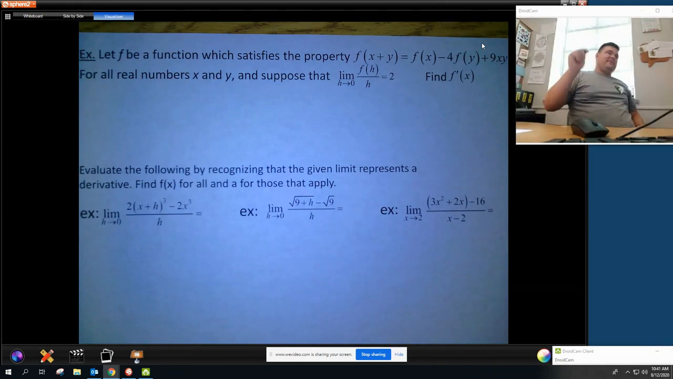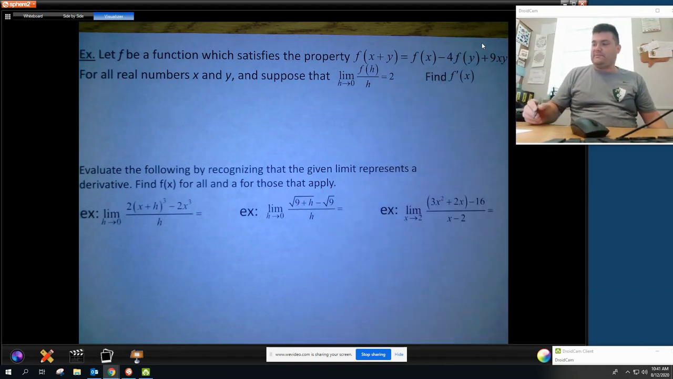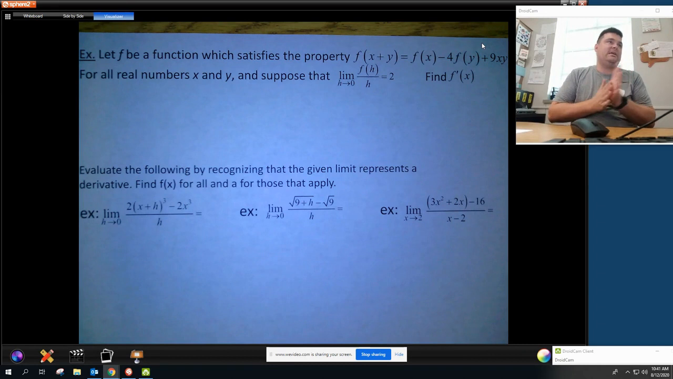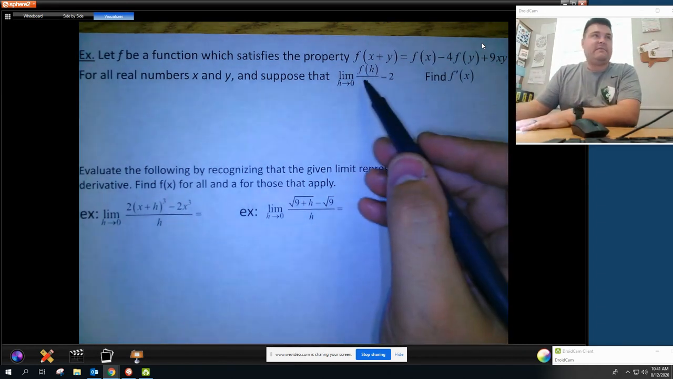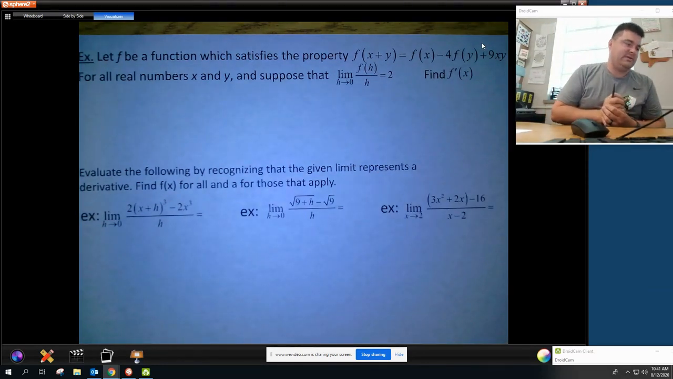Okay. Let f be a function that satisfies this property. So again, f of x plus y equals f of x minus 4 f of y plus 9xy, for all real numbers. Suppose that the limit of f of h over h is 2. Find f prime of x. This can get a little tricky.